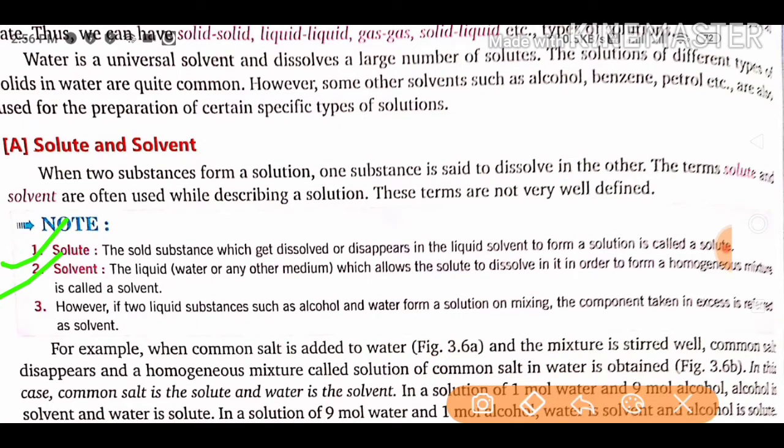In solute and solvent, first you have to know what a solute is. The solid substance which dissolves or disappears in the liquid solvent to form a solution is called a solute. It means the substance which dissolves in water. The solvent is the liquid, water or any other medium, which allows the solute to dissolve in order to form a homogeneous mixture.